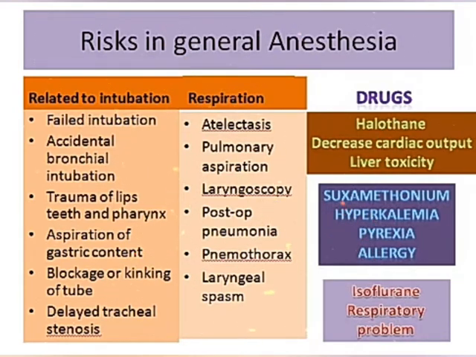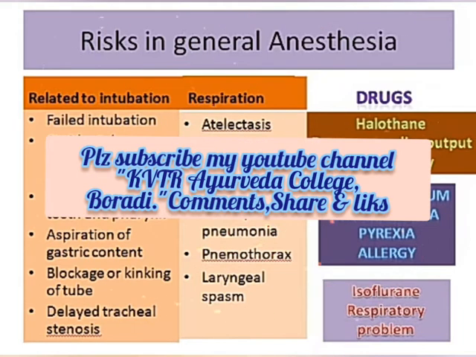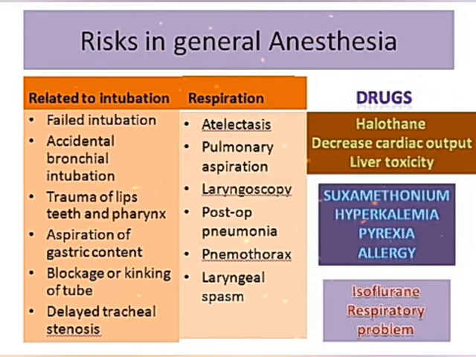Now, anesthesia is a very risky process, so it itself has a lot of complications, which can be either intubation related, respiratory related, and even drug related. The intubation related problems are failed intubation, accidental bronchial intubation, trauma to the lips, teeth, pharynx, aspiration of the gastric content which results in gastric aspiration pneumonia, blockage or kinking of the tube, and delayed tracheal stenosis. Now, delayed tracheal stenosis is by damaging of the trachea, due to which later, whenever healing occurs, there will be tracheal stenosis, which means narrowing of the tracheal lumen.